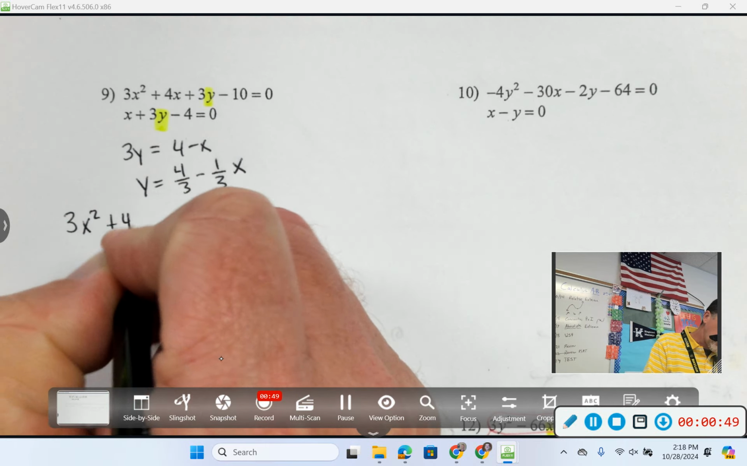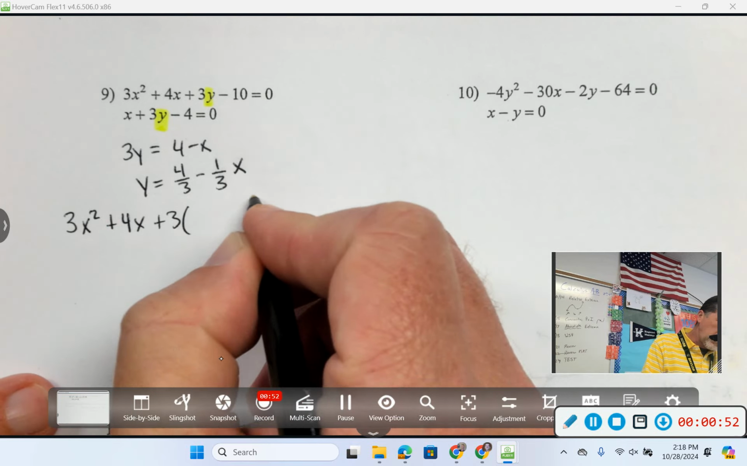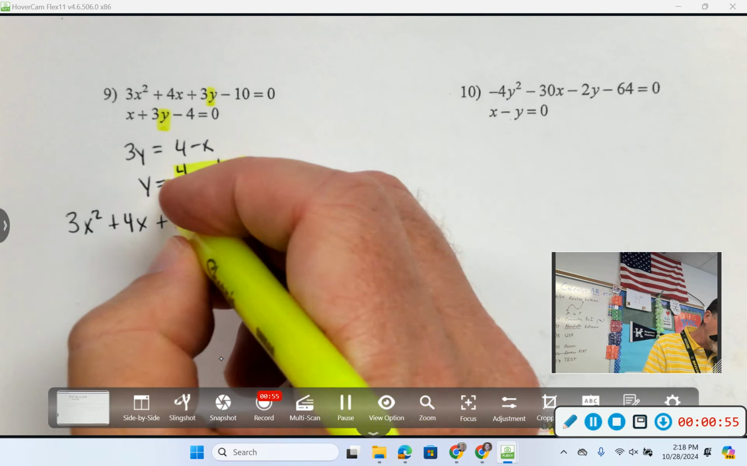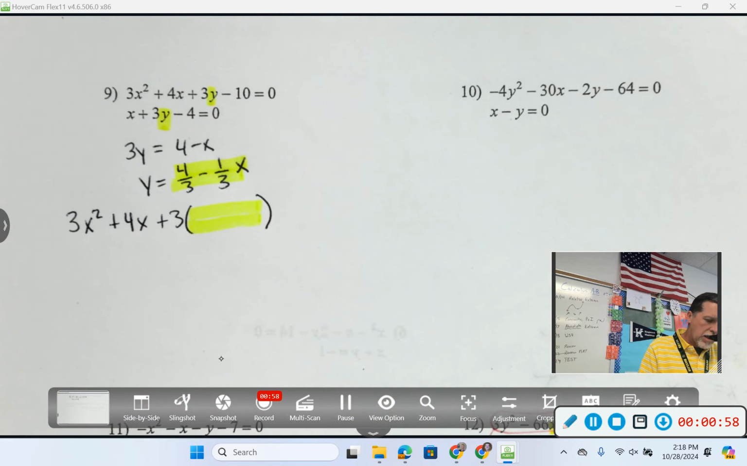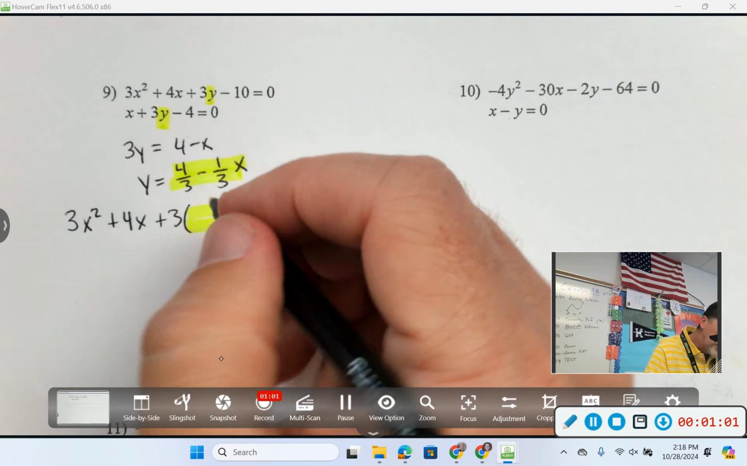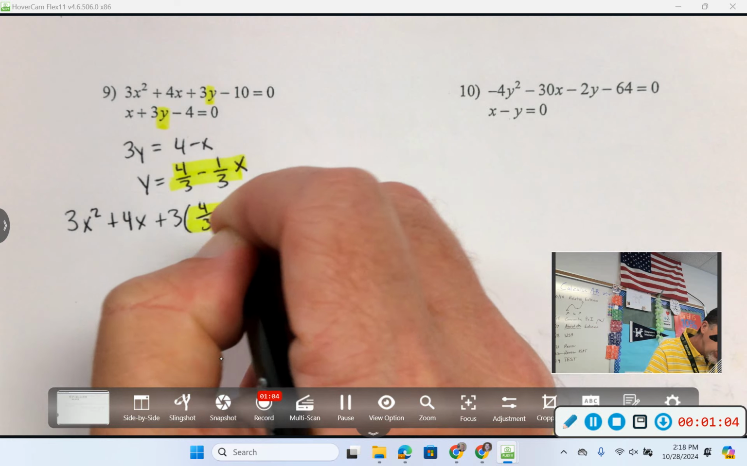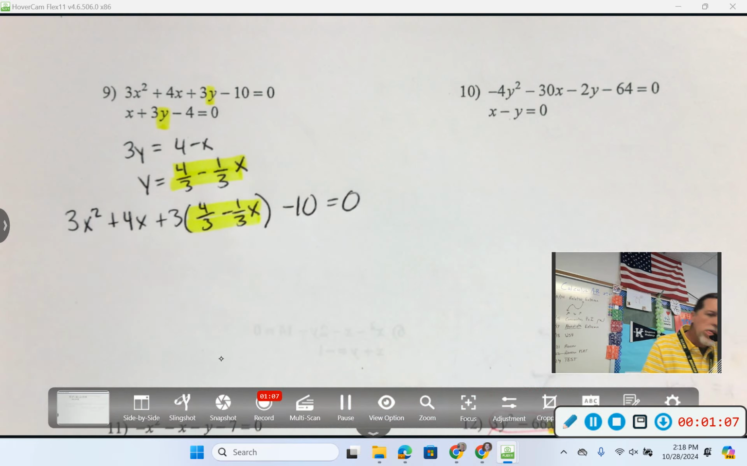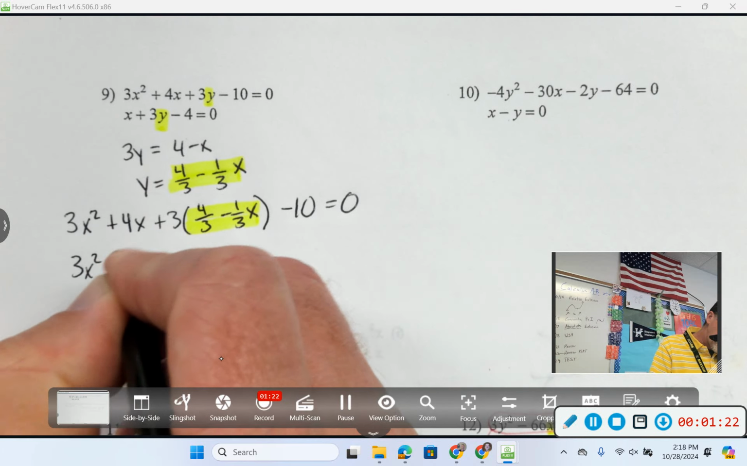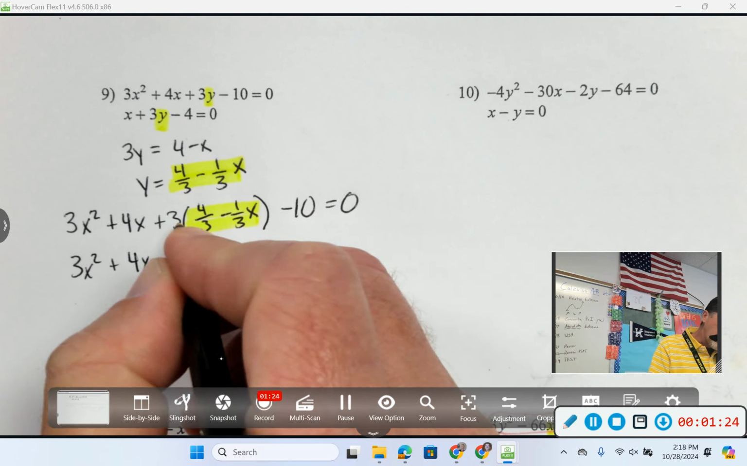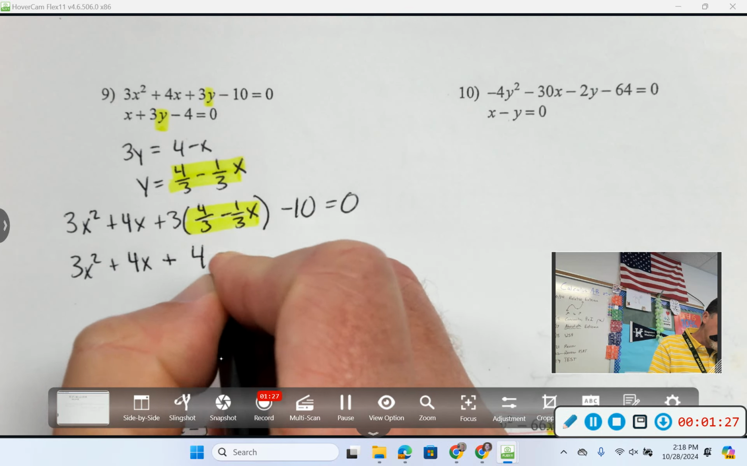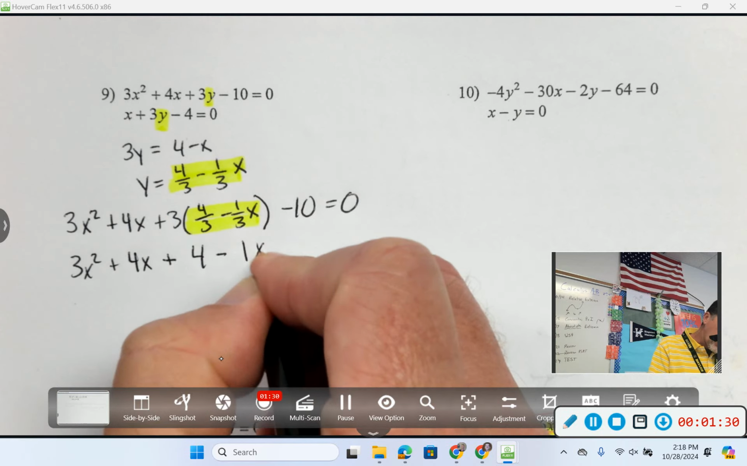3x squared plus 4x plus 3 times... Oh, so this actually is going to work just fine because of that 3 out front. So replace the y with 4/3 minus 1/3 x. Dare I attempt to combine or skip steps? I'm going to say no, especially with fractions in there. 3 times 4/3, the 3's would cancel. 3 times 1/3, the 3's would cancel.